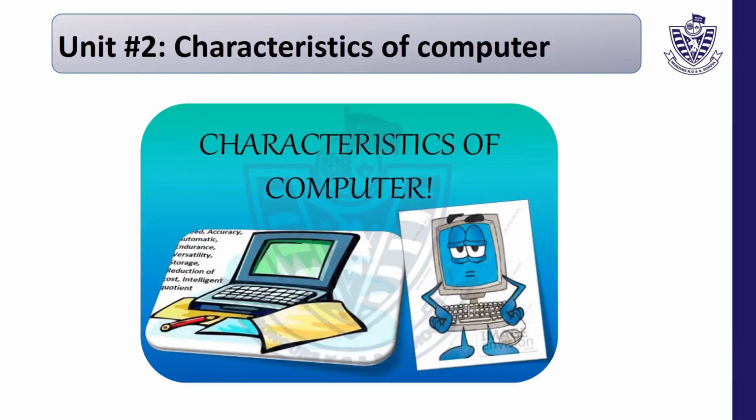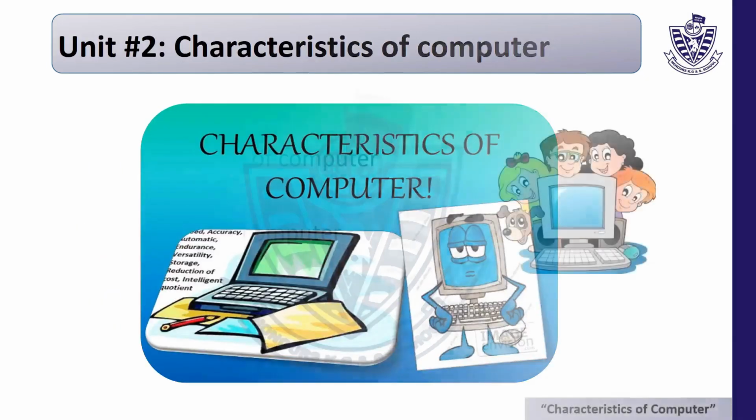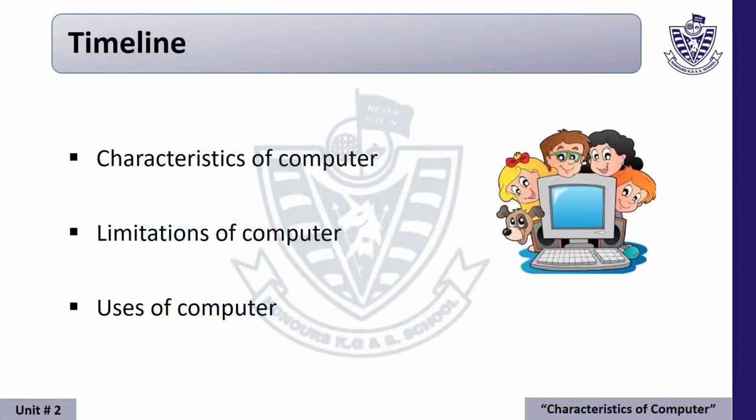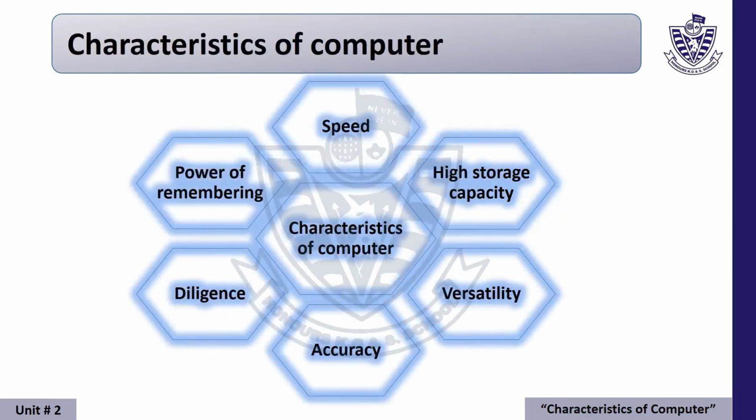Unit number 2, characteristics of computer. At the end of this video, students, you will be able to tell about characteristics of computer, limitations of computer, and the uses of computer. Characteristics of computer means attributes or features of the computer. Students, computer has certain characteristics which make it useful. Let us read about these characteristics.